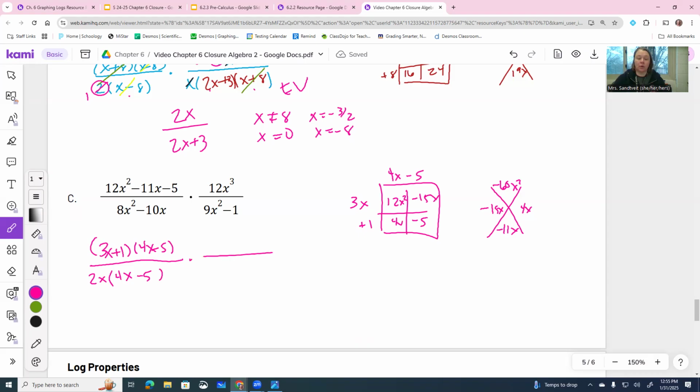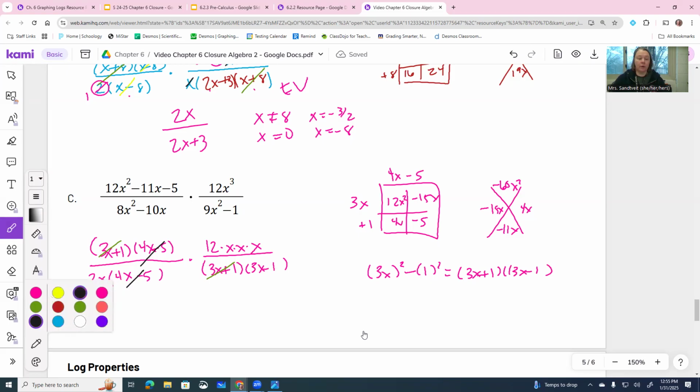That 12x to the third, it might help again to sort of break it down. And then 9x to the second, that's difference of squares. It's like having 3x squared minus 1 squared. So that's 3x plus 1 times 3x minus 1. All right, let's see what we can get rid of. I can get rid of a 3x plus 1. I can get rid of a 4x minus 5. I can get rid of an x. I can divide the 2 into the 12 is 6.